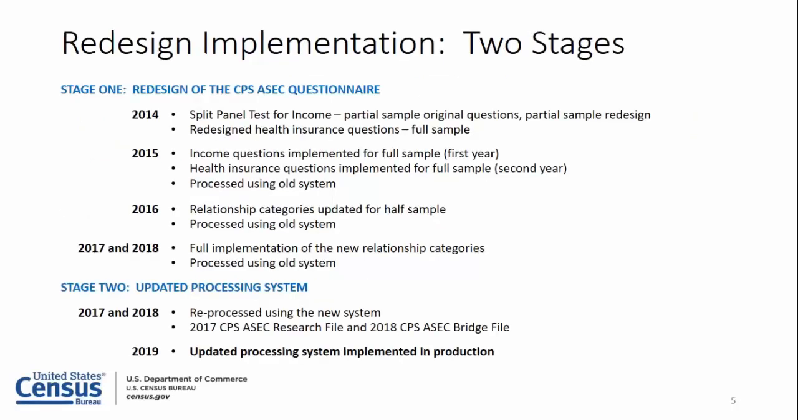The current redesign has been implemented over a series of years. The first stage included key changes to improve the data collection. In the 2014 survey, the CPS ASEC included redesigned health insurance questions for the full sample. In the 2015 survey, the CPS ASEC included redesigned income questions for the full sample. In the 2017 survey, the CPS included updated relationship categories and related questionnaire changes for the full sample. The second stage included key changes to processing of the survey.